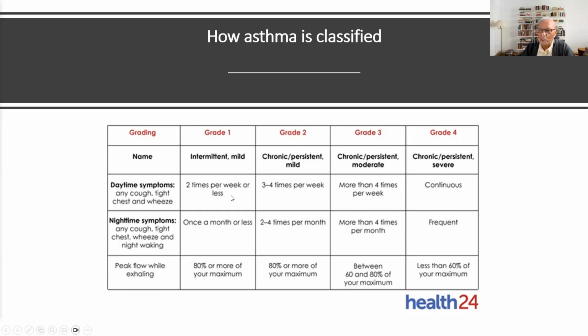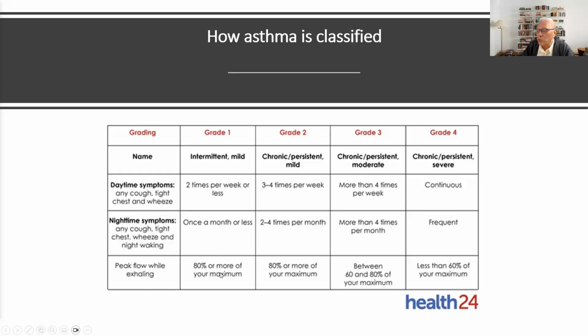So we say that an asthma is intermittent asthma when the daytime symptoms are less than 2 times per week, and the night symptoms are also going to be less than 2 times a month. There's no need for you to memorize this, but the purpose of this chart is to tell you that there are several degrees of asthma severity, and they could be grade 1, grade 2, grade 3, and grade 4 based on daytime symptoms, nighttime symptoms, and peak flow while exhaling.